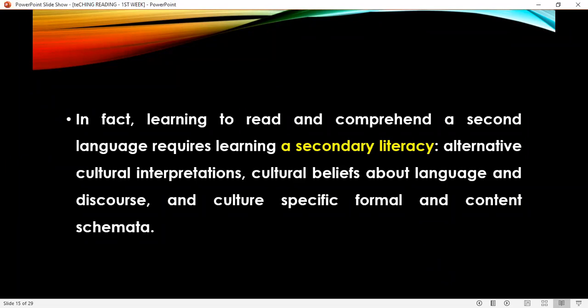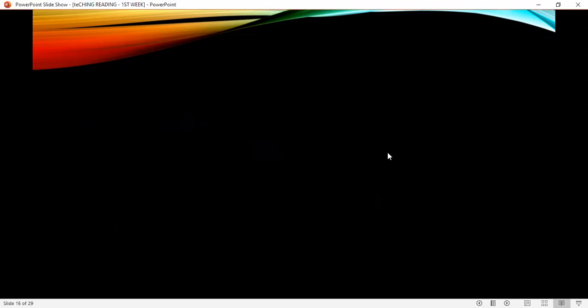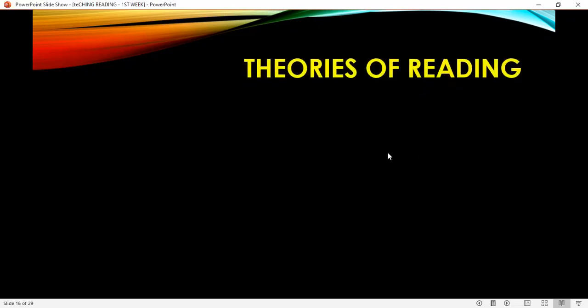So notice this aspect when we are going to read, we are going to learn to read and comprehend a second language. All right? Okay, now we are going to pass to talking about theories of reading. Related to those aspects that we have analyzed, you are going to notice that we are not going to change so much the topic. We are going to make a relationship with the previous aspect, all right?